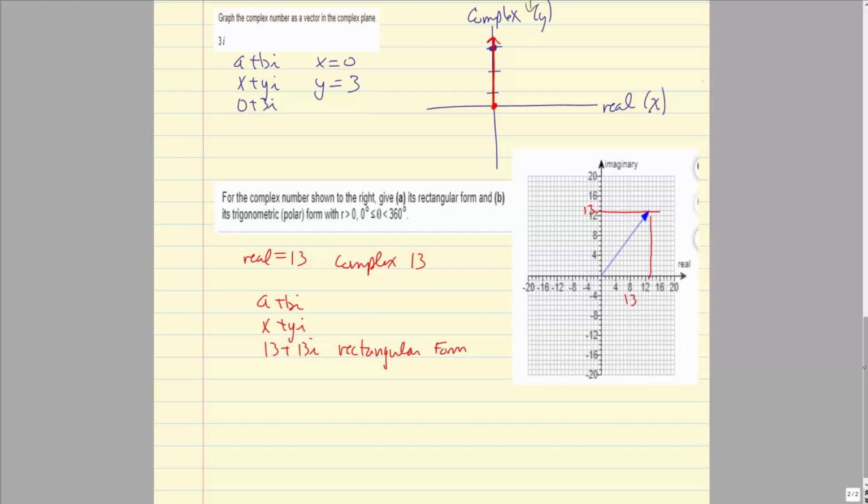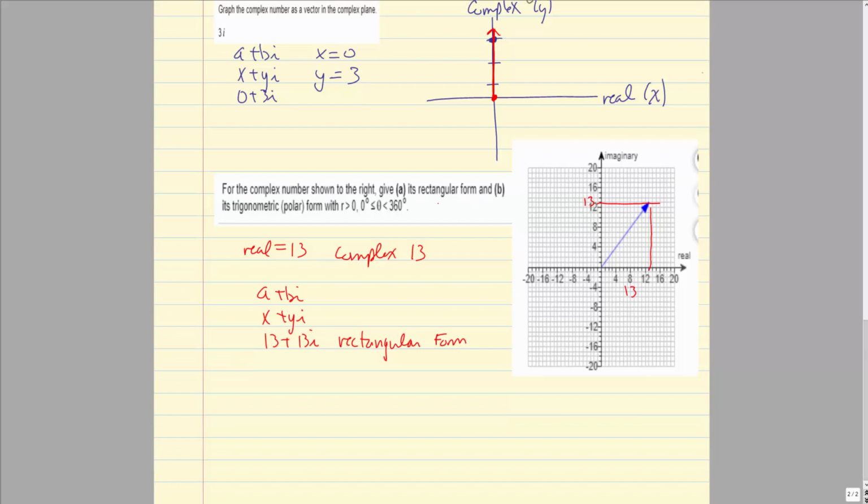Now what I want to do is take it from its rectangular form and find its trigonometric form. So to find the trigonometric or the polar form, let's run through those steps. Our first step was to graph. That's already done with this. So our first step is to graph, and we need to note that it's in quadrant 1. That's going to be important.